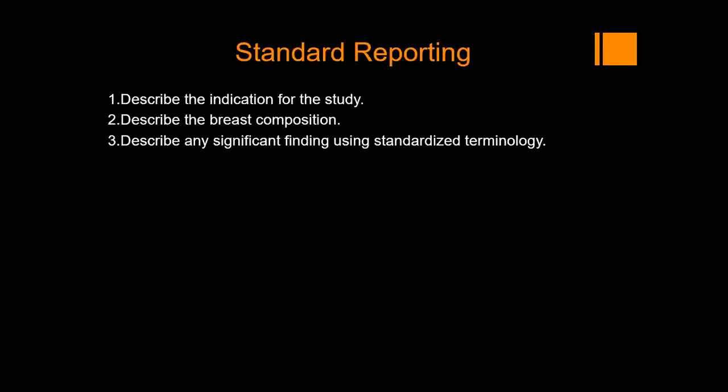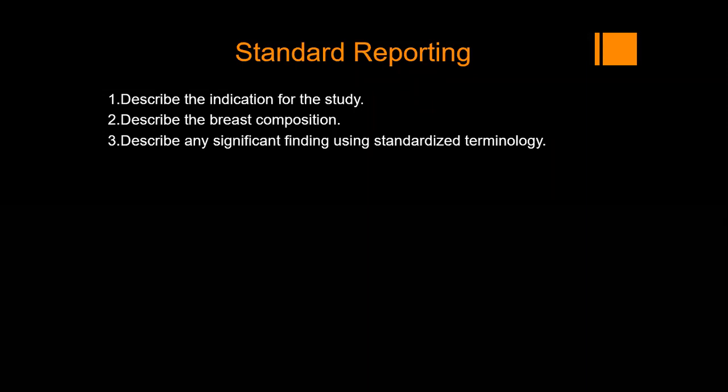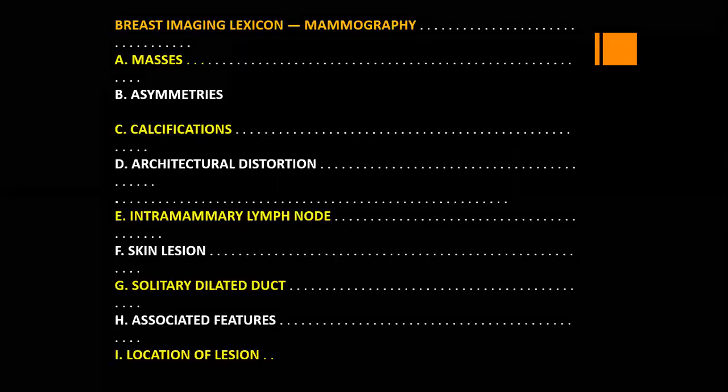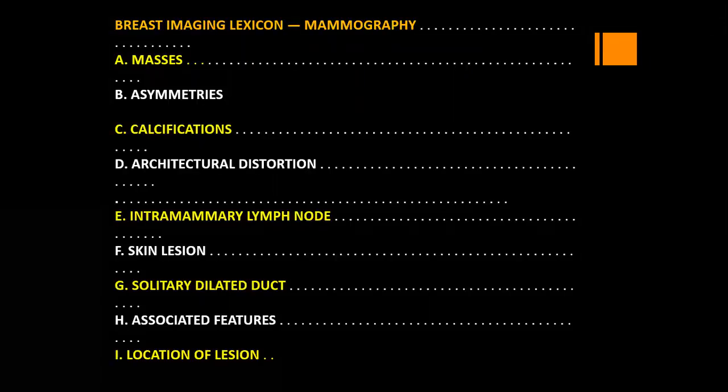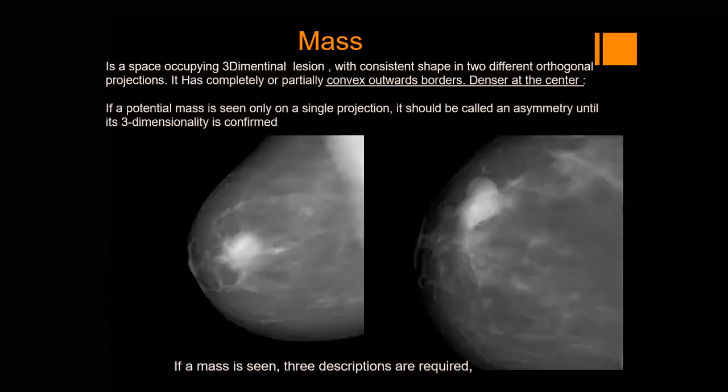Then let us go for mammographic abnormality. After we describe the indications and the composition, we have to look for any mammographic abnormality to be described in our reporting. As you know, we described before, the lexicon includes main abnormalities, which are mass, asymmetry, calcification and architectural distortions, as well as the associated features, and then describe their locations and size and so on. And there are special cases. So, starting with the mass.